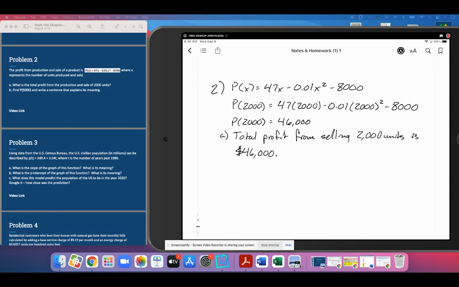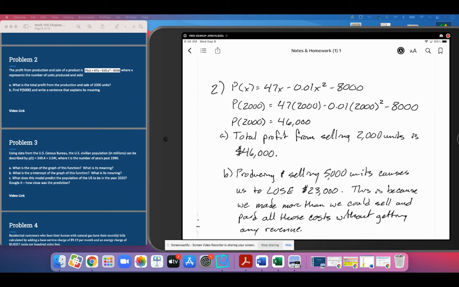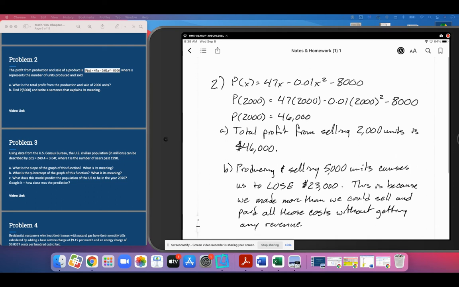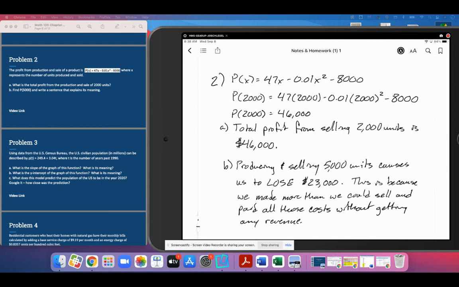It will obviously be way more work to produce 5,000 of these things than 2,000. And again, we would actually be losing money by doing that. So again, just recapping, you can see my words there. Producing and selling 5,000 units causes us to lose $23,000. And this is because we made more of whatever this product is than we are able to sell. And so in that instance, we pay all the costs of making them without getting any revenue from selling them because they're sitting on the shelf because no one wants to buy them.